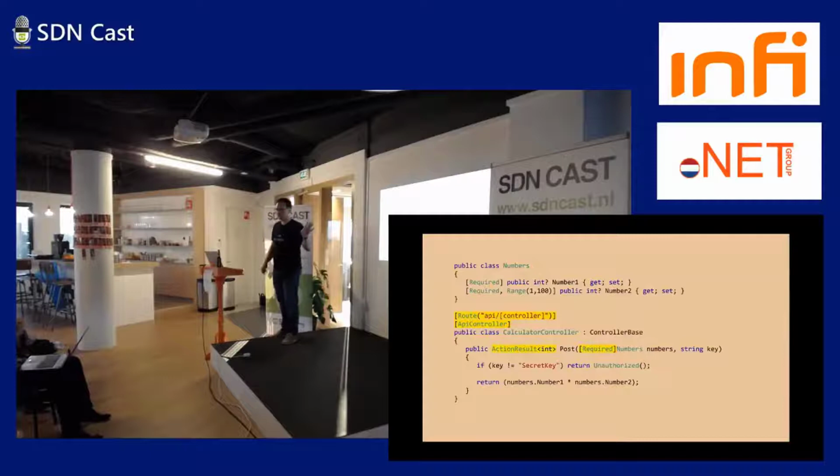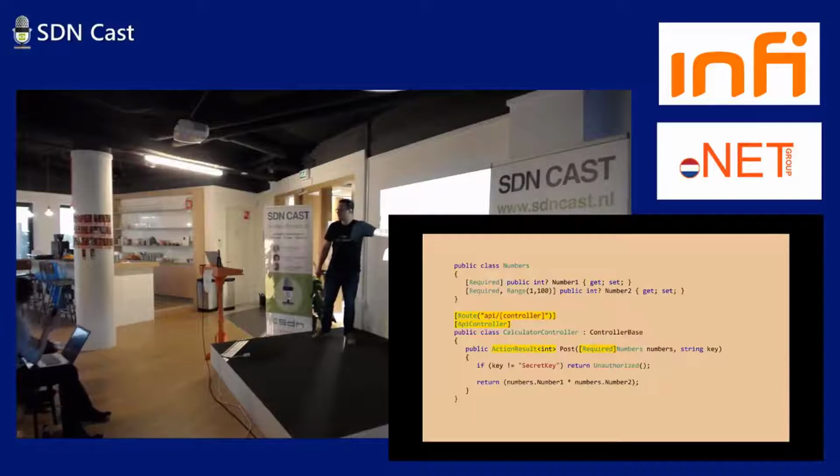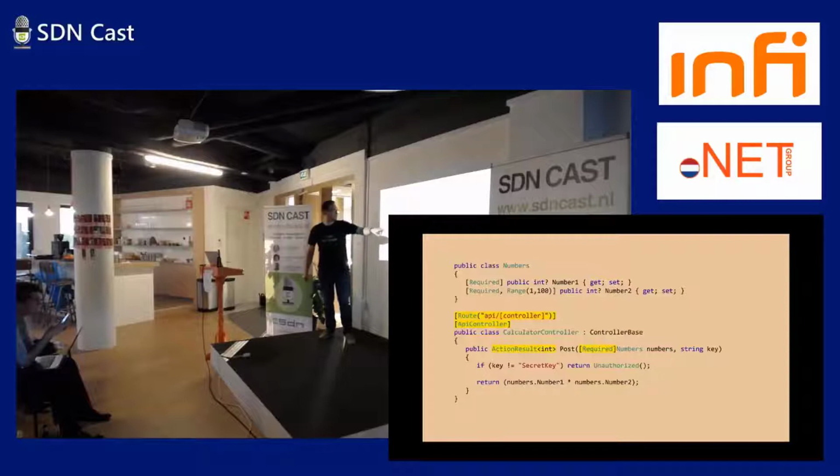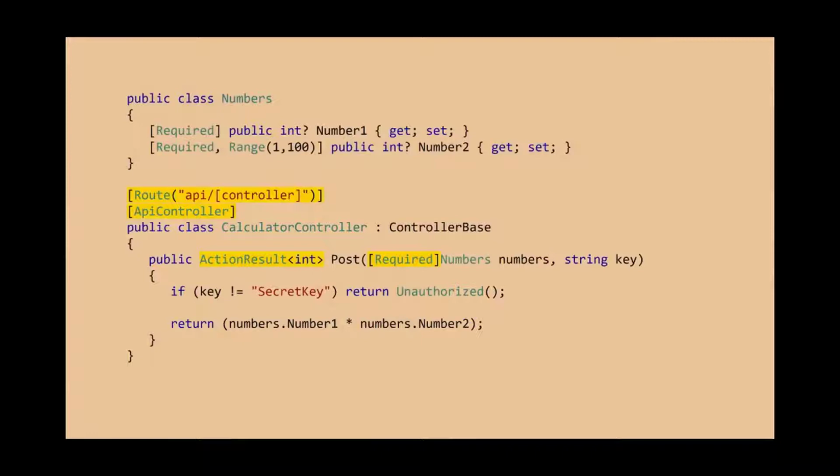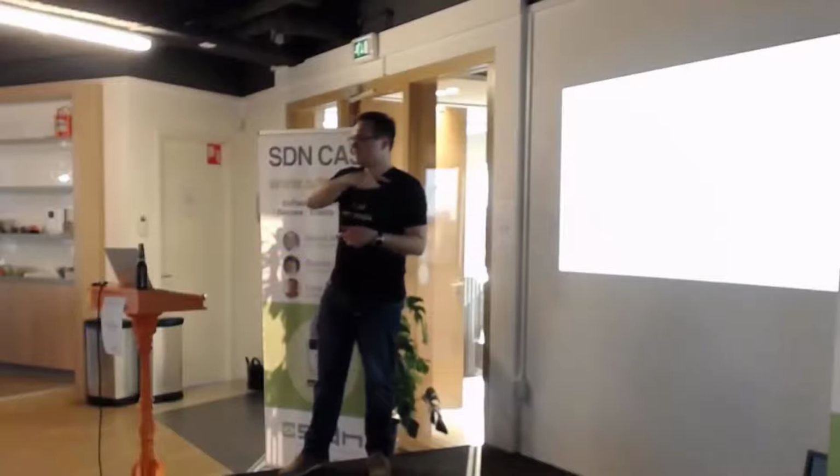Yeah? I'm just saying so because your numbers is obviously quite a complex object, it's got a second thing there called key. Is that something? Yes. So what it will do is this will be inferred from query, the query string, because it's a string. If it's a complex type, you don't have to say from body. So it will take the key from the query string and the numbers from the body. There are conventions, I'm getting to conventions later, but you can rewrite MVC to make it read from wherever you want.